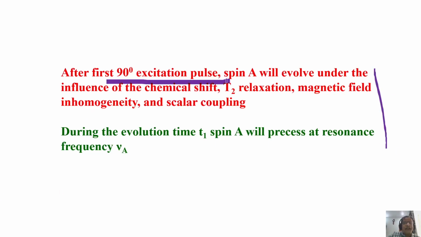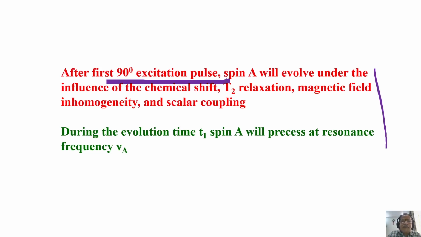After the first 90-degree pulse, what happens? Let us say I have 2 spins coupled, A and X, weakly coupled. A will be a doublet, X will be a doublet. Each of them is a doublet because there is a J coupling. As I told you, J coupling is a requirement for COSY.